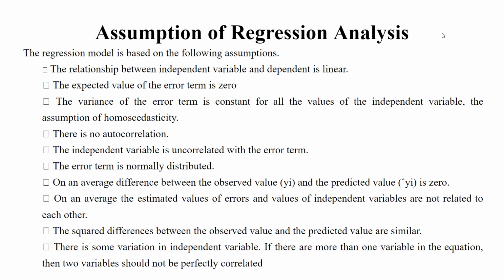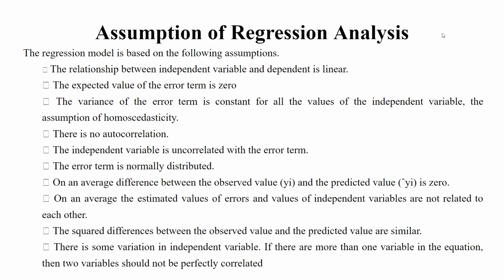The expected value of the error term is 0. I'll tell you how this is assumed. The variance of the error term is constant for all the values of the independent variable. This is another important assumption. This we also call homoscedasticity.